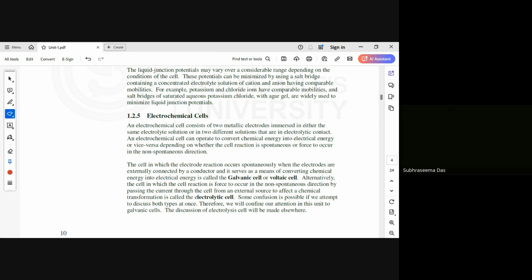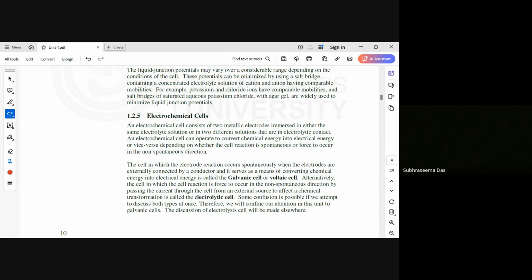So we were talking about electrochemical cells. An electrochemical cell consists of two metallic electrodes that are immersed either in the same electrolyte solution or in different solutions, but they must be in contact with the electrolyte. The major function of an electrochemical cell is to convert chemical energy into electrical energy, but sometimes we also have electrochemical cells that convert electrical energy into chemical energy, but that depends on the type of the cell chemical reaction, which might be either spontaneous in nature or non-spontaneous in nature.